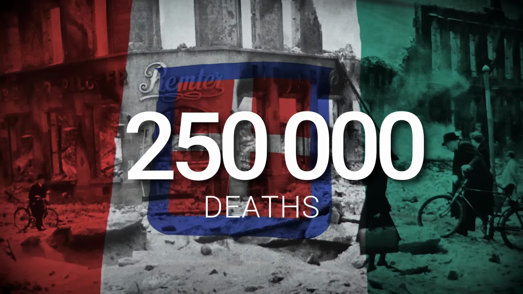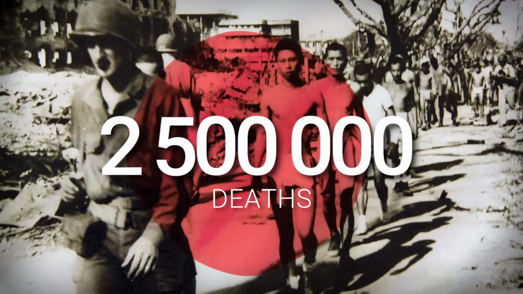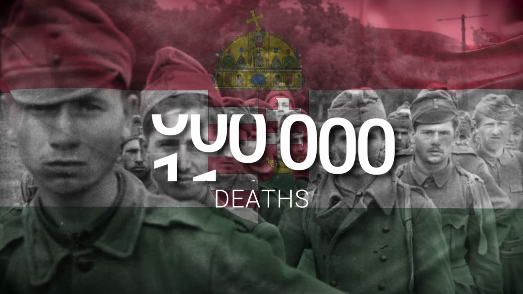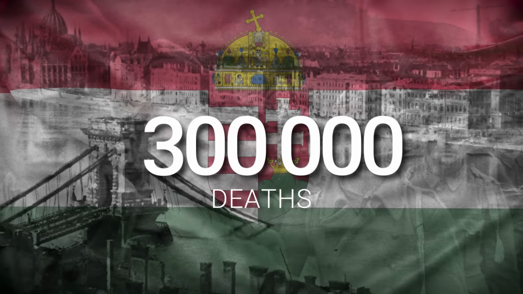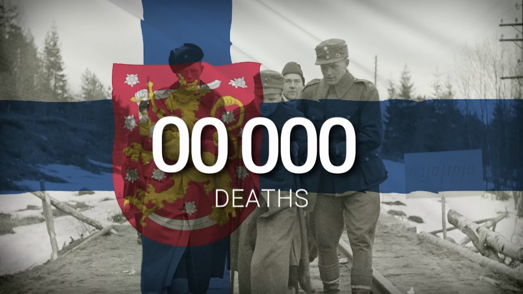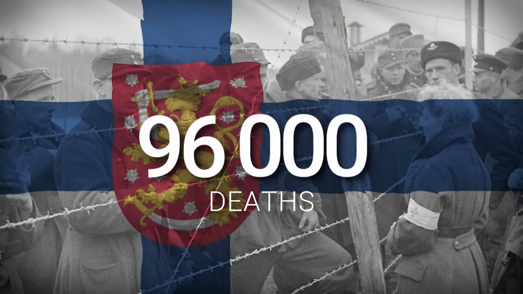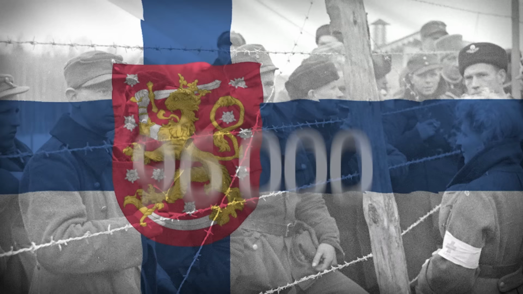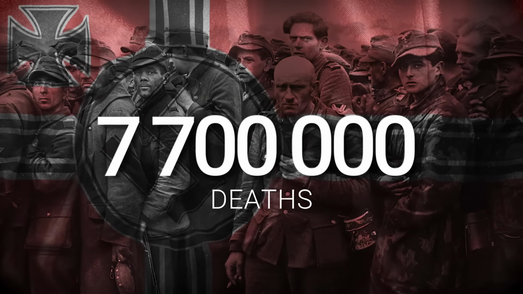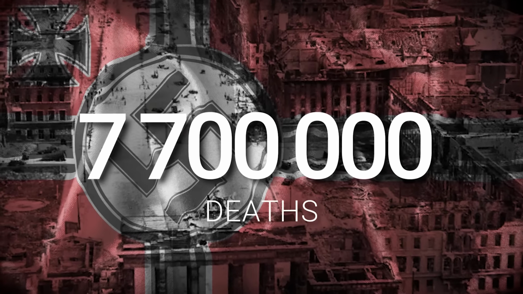152,491 civilian deaths. Japan had 2.5 million deaths, of which 672,000 were civilians. Hungary, with 300,000 deaths, with 290,000 being civilians. Finland had 96,000 from the Winter War of 1939 until the end of World War II. Germany lost over 7.7 million people, with at least 780,000 being civilians.